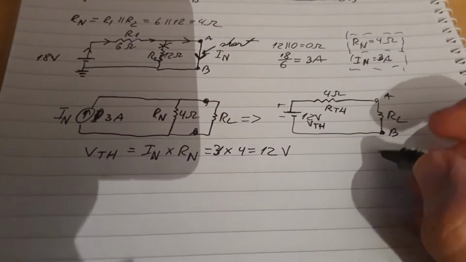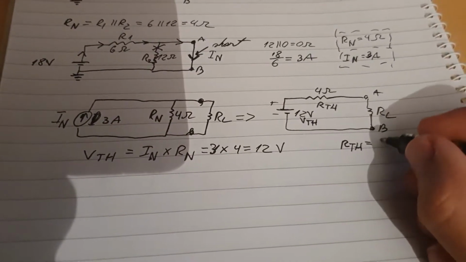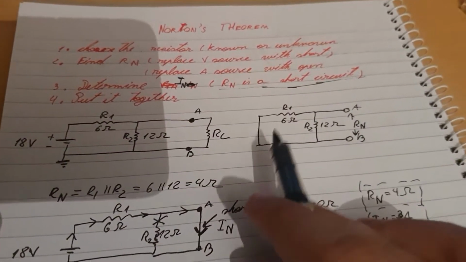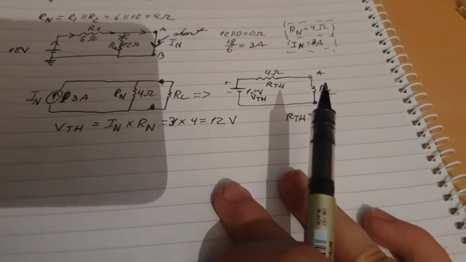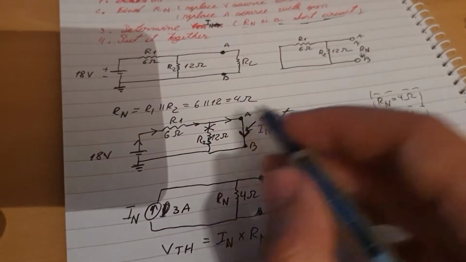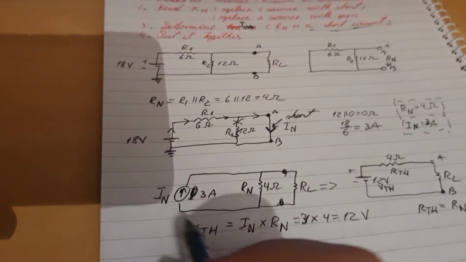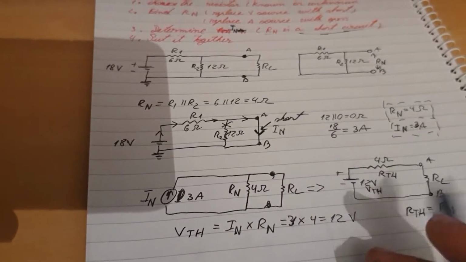And another rule is that RTH is equal to RN. The resistances don't change the value, because you use the exact same method to calculate the resistance, the RTH and RN, so they will always be the same. The only difference between them, as I said, is the way you calculate the current and the outcome, giving you a parallel current instead of a series voltage.